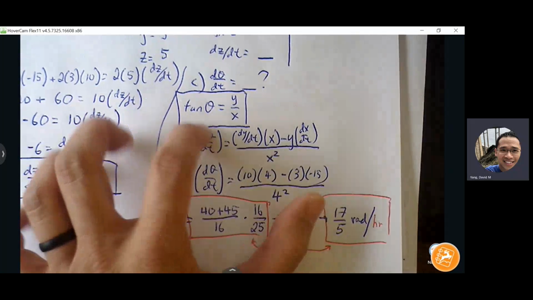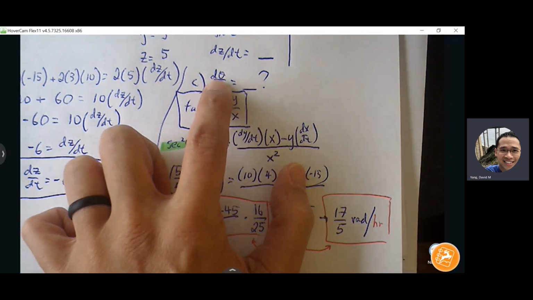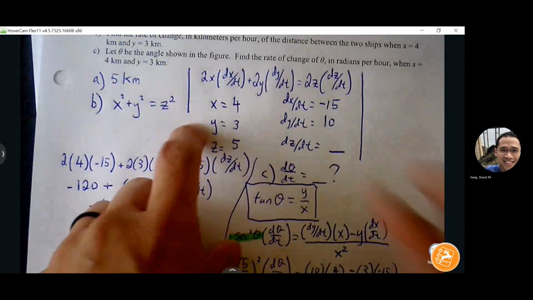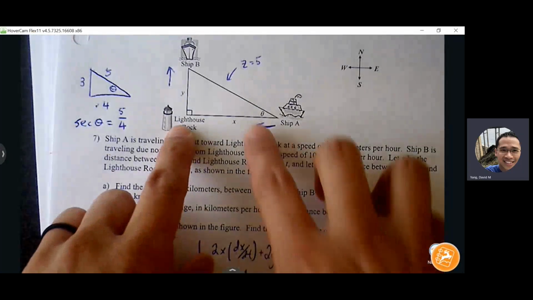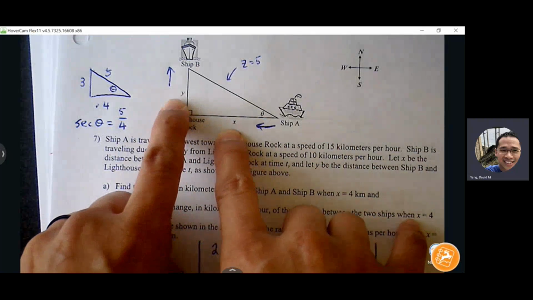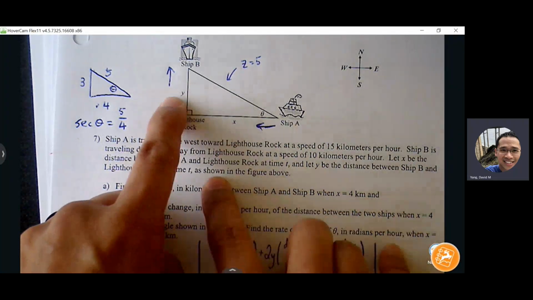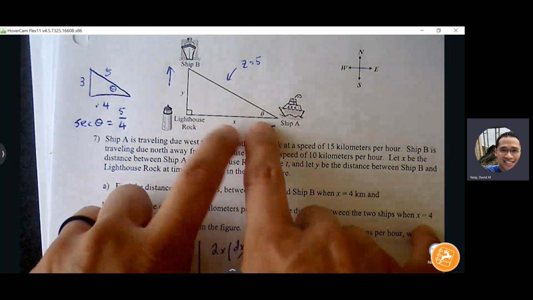Right, how do we get to tangent theta? Well, we know we have to build a trig function. Otherwise, we're not going to get to d theta dt. So based off of this problem, we have all three variables, all derivatives. So I just decided to use tangent because those are the original variables given to me. So I did tangent theta equals y over x.